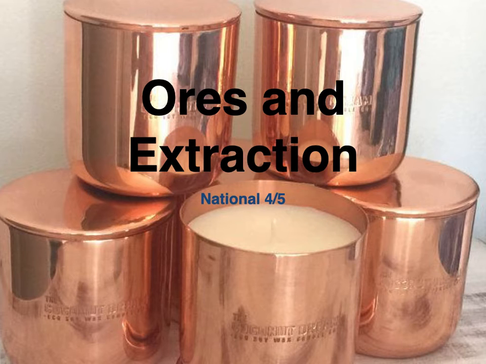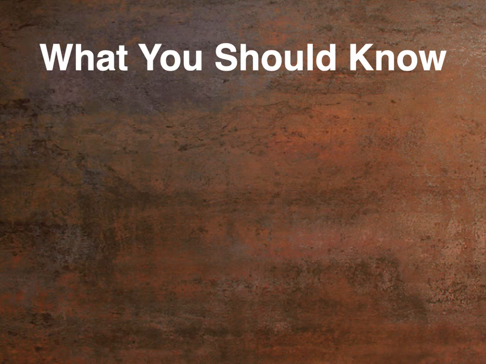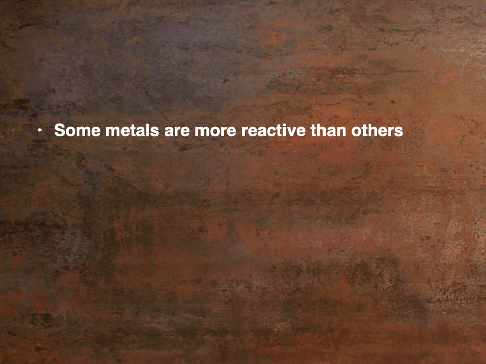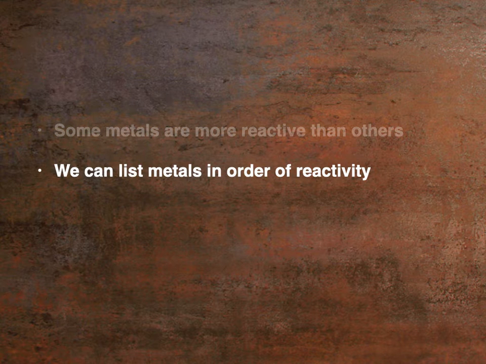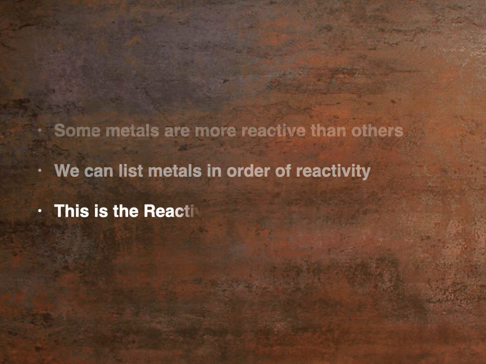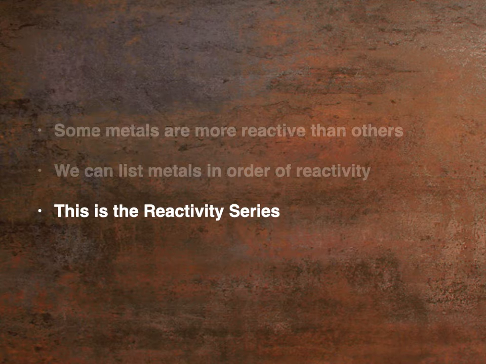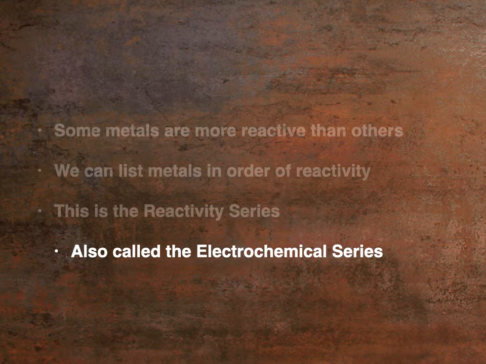This one will deal with ores and extraction, or the question, where do metals come from? Now I'm going to assume you've seen the previous video in this series. I'm going to assume that you know that some metals are more reactive than others, and that we can list the metals in order of reactivity, usually putting the most reactive at the top and the least at the bottom. And this is known as the reactivity series. In another series of videos we'll also see it called the electrochemical series, which is basically the same but with one or two slight differences. But we'll worry about that another time.